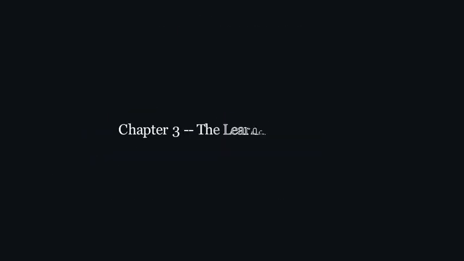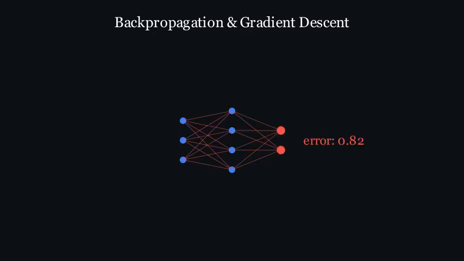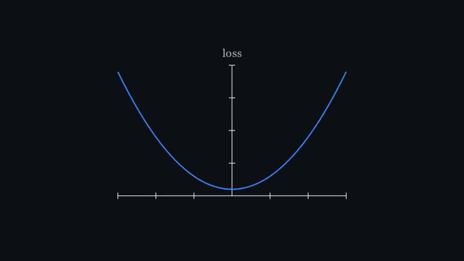Chapter 3. The learnable function. So how does a network actually learn its weights? Run the input forward, see what it predicts, and measure how wrong that prediction was. That's the loss. Then work backward. Figure out exactly how much each individual weight contributed to that error. That's backpropagation. Nudge every weight a tiny bit in the direction that reduces the error, and repeat this millions of times. That's gradient descent, and the error just keeps shrinking.